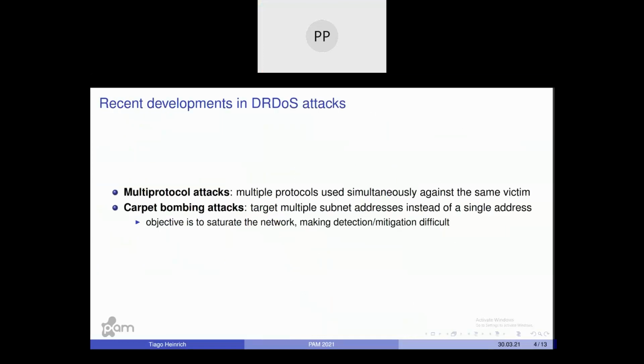Recent developments in DRDoS attacks are multi-protocol attacks, where a group of protocols can be used at the same time to send traffic to an address, and carpet bombing attacks that target multiple subnet addresses instead of a single address, with the objective of saturating the network. This makes detection and mitigation difficult.